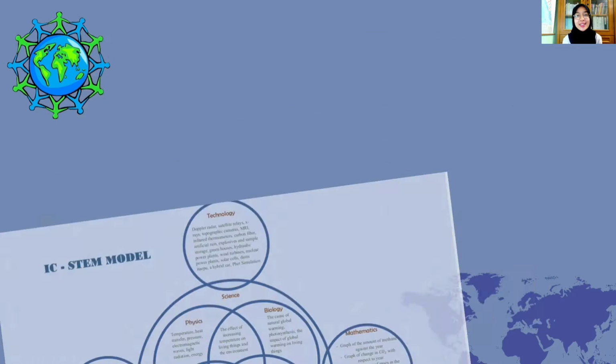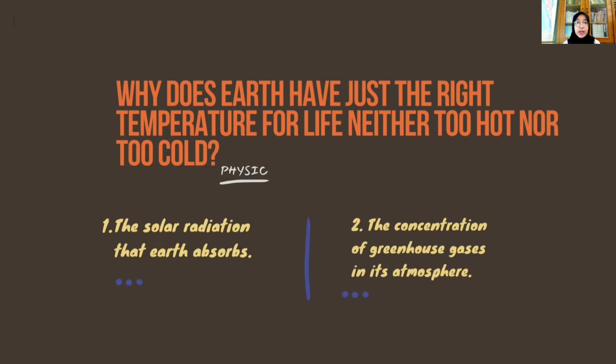Let's get started. Why does Earth have just the right temperature for life, neither too hot nor too cold? Two major factors work together to determine average global temperature. The first one is the solar radiation that Earth absorbs. And the second one is the concentration of greenhouse gases in its atmosphere.